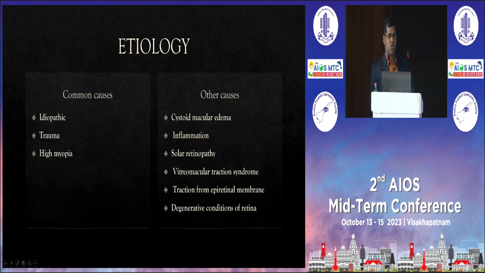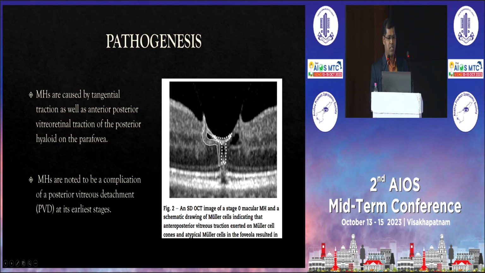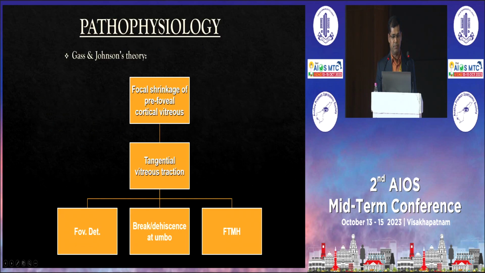Coming to the etiology, idiopathic is the most common one. Even trauma can cause macular hole, as can high myopia, cystoid macular edema, inflammation, and vitreomacular interface disorders. Coming to the pathogenesis, macular holes are caused by the tangential traction and also the anteroposterior traction of the posterior hyaloid on the parafoveal area. This is the picture depicting the anteroposterior traction.